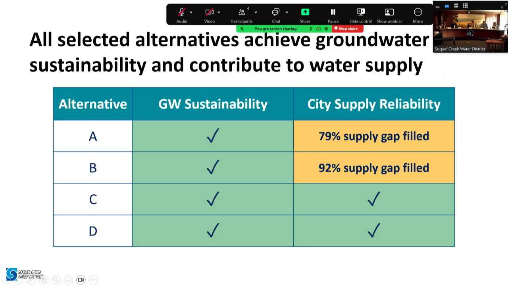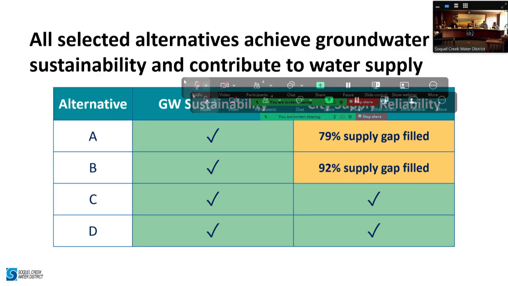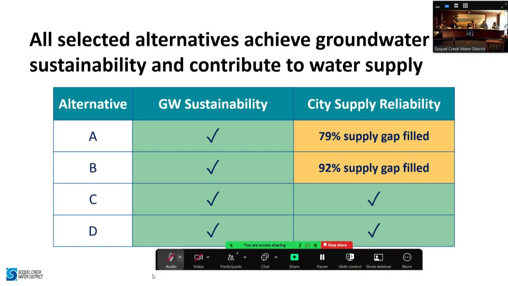The takeaway from TM3 is that there are a lot of options for collaborating on these PMAs to achieve the goals of the project. Groundwater sustainability is achieved in all of these options. Only alternatives C and D fill the expected supply gap for the city in all years. This isn't a deal breaker for those alternatives. The primary driver of the study is groundwater sustainability, so we did carry forth these four alternatives for further analysis.